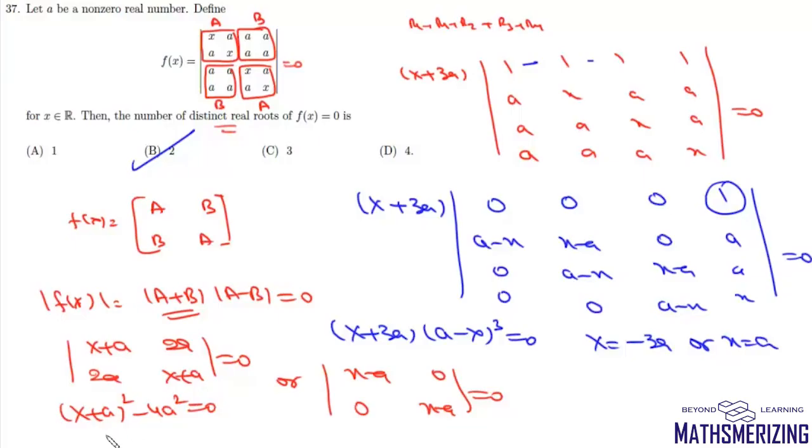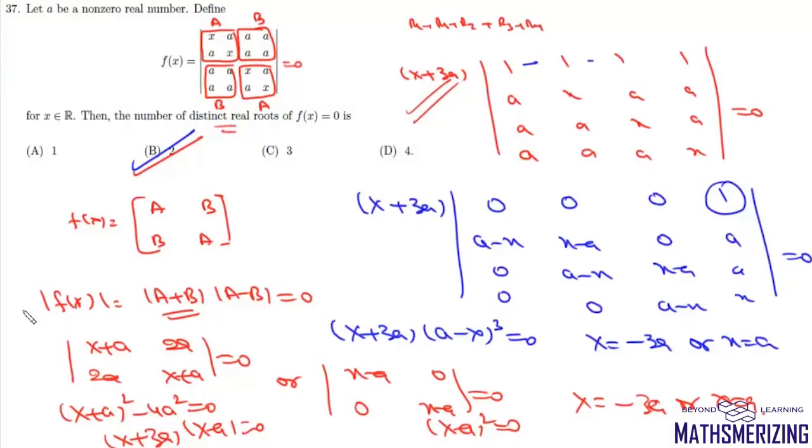0. So A plus B, A minus B. So we'll get (x plus 3A) into (x minus A) as 0 or (x minus A) whole square equals to 0. So the value of x is again either minus 3A or the value of x is A. So again number of distinct real solutions is 2. So we can solve it using determinant properties or we can solve it using block matrices.